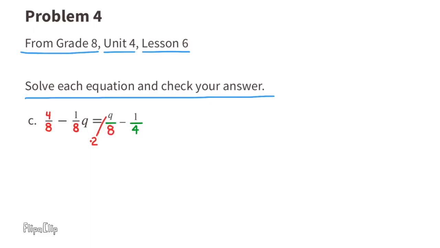We need to multiply the numerator and the denominator times 2. So 4 becomes 8 and q becomes 2q. And for this last term on the right, we need to multiply the numerator and denominator by 2. So the 4 becomes an 8 and the 1 becomes a 2.